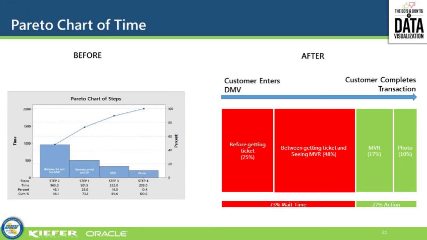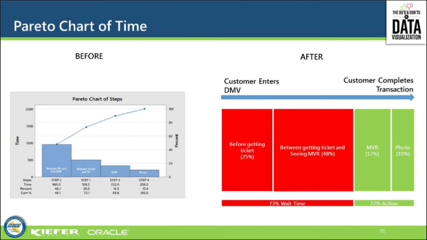So this is a revised version. What you're seeing is customer enters, customer's done. These two big chunks right there are all wait, and they all take place before any action occurs with the motor vehicle representative. Further, it takes up 73% of the entire time you spend in that office. So 3/4 of the time you're in that office, you're just waiting. You're just waiting before anything. As a matter of fact, the only separator here is that you got a ticket, which kind of separates the events.